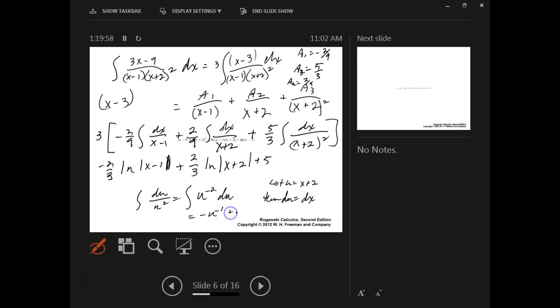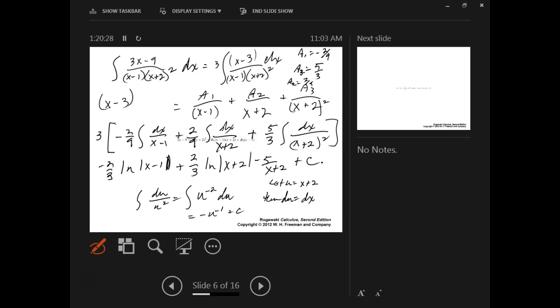Plus c, but we have plus c for all of it. And then what was the u? X plus 2. Yeah, so it's plus 5, or actually becomes a minus 5 over x plus 2. Then you can have your plus c. I think that should be the answer.